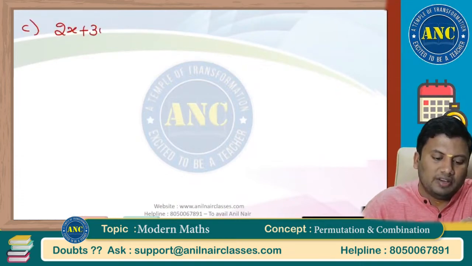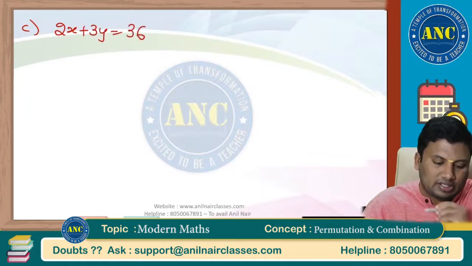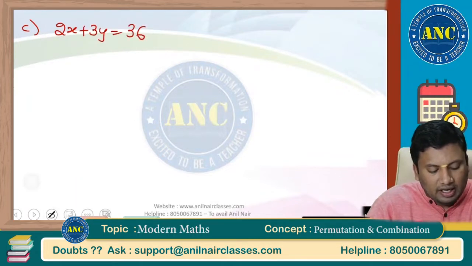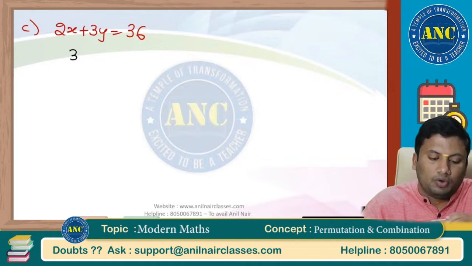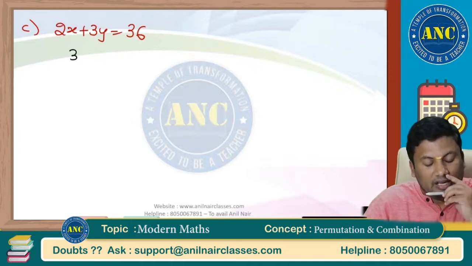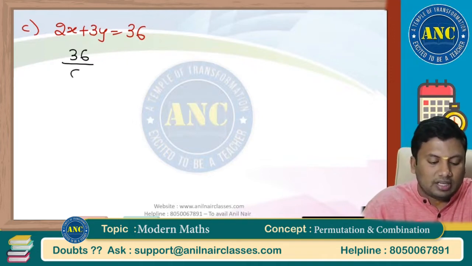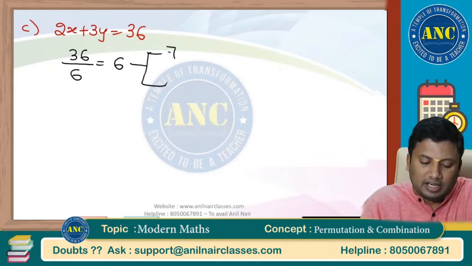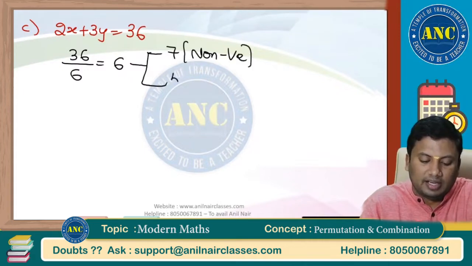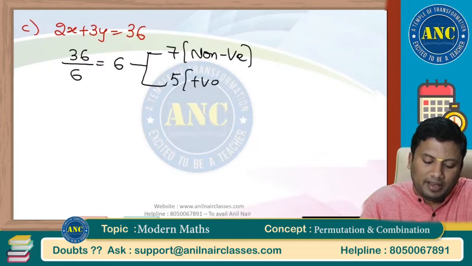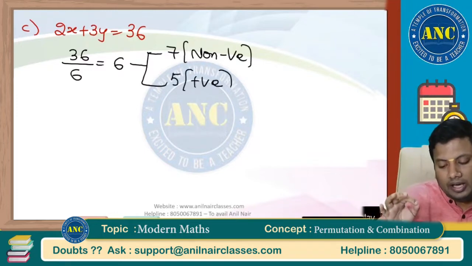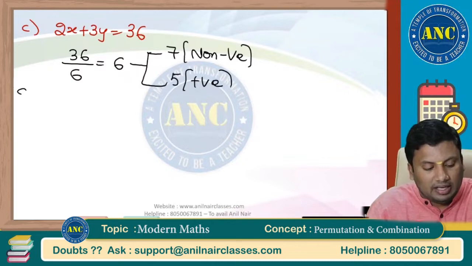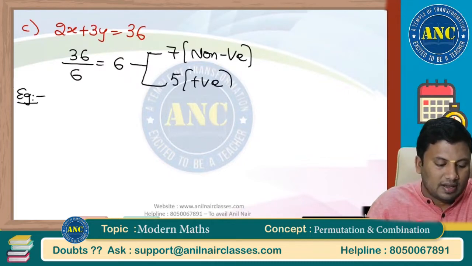2x plus 3y equals 36. 2 is a factor of 36, 3 is a factor of 36. So 36 by 6, which is nothing but 6. 6 gaps are there. That means how many non-negative solutions will I get? 7 non-negative. How many positive? 5 positive. Just by looking at the question itself, you can tell the answer very, very easily.